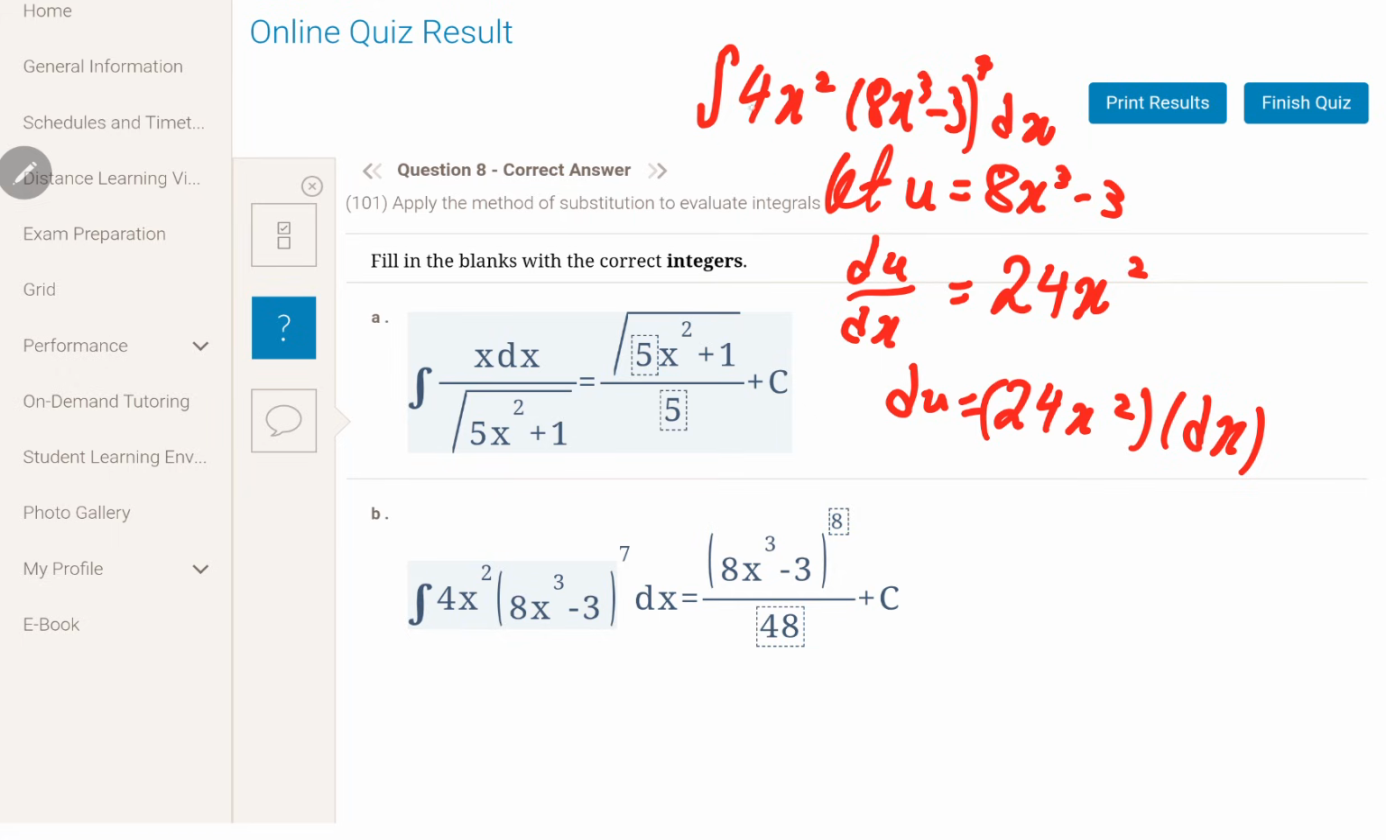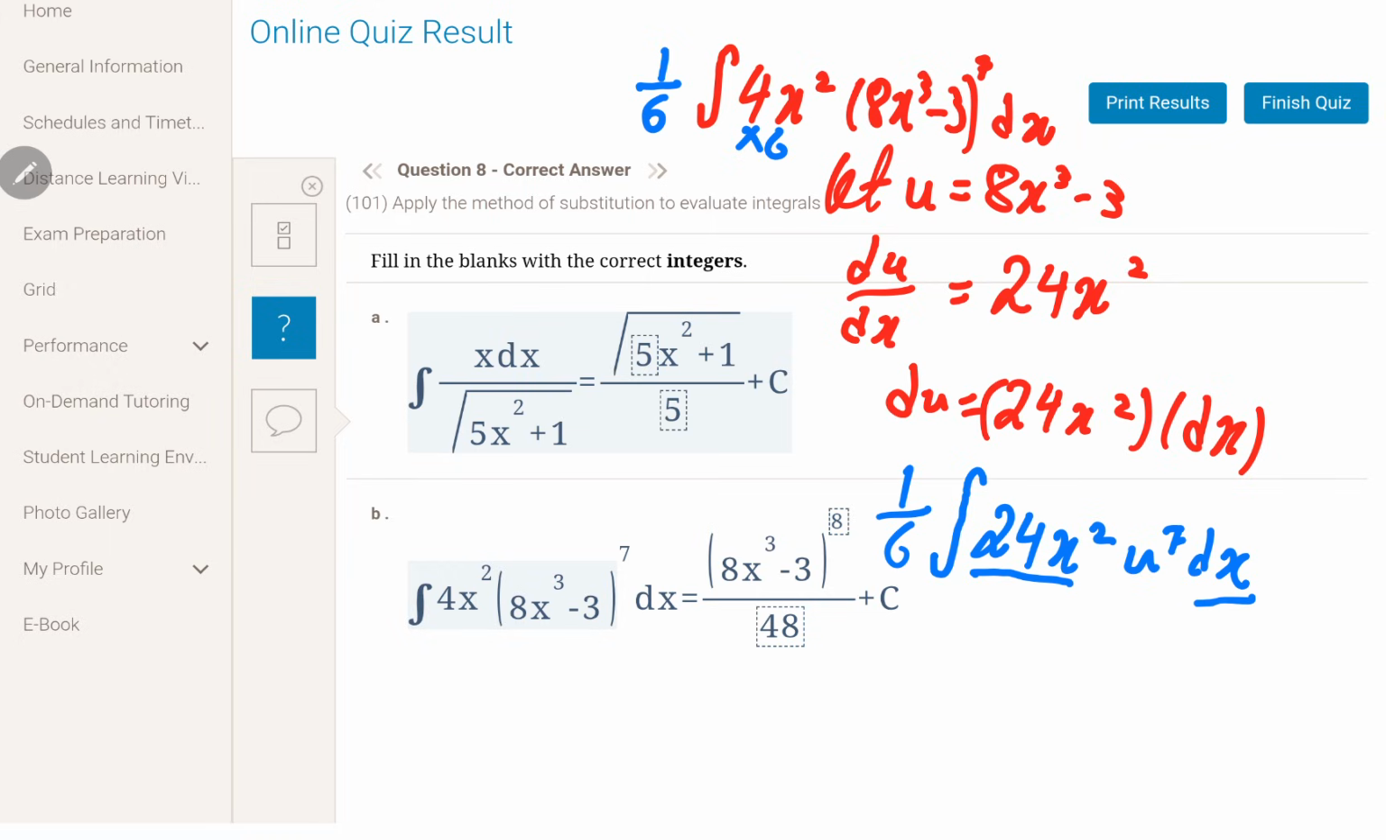You're going to multiply by 6 to make it 24, right? And then what does that mean? So you're going to multiply by 1 over 6. Remember, whatever you multiply on the outside, you're going to multiply the opposite on the inside. So 1 over 6 into integral of 24x squared into u to the power of 7 dx. We said that du is this and this. So you can instantly remove them and just write du.